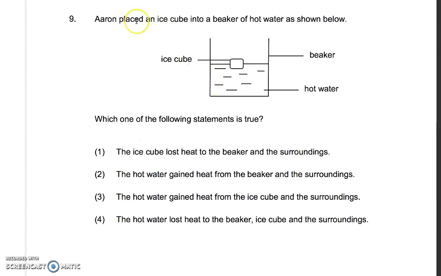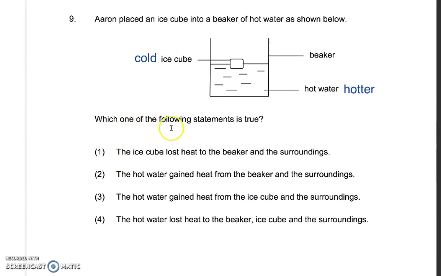Alright, question 9 says that Aaron placed an ice cube into a beaker of hot water as shown below. Which of the following statements is true? Okay, so first of all, because we know there is a hot object and a cold object, let's write down which is the hotter object and which is the colder object. Okay, so the ice cube is going to be cold and the hot water is of course going to be hot.